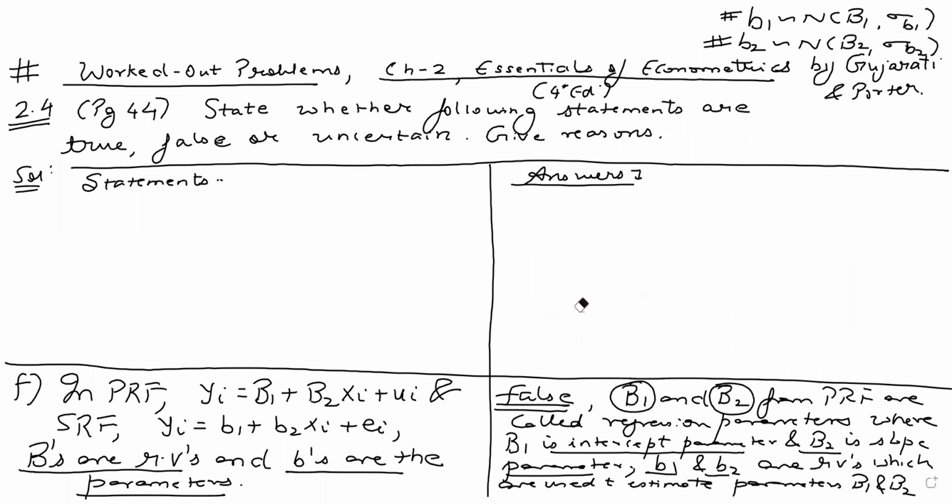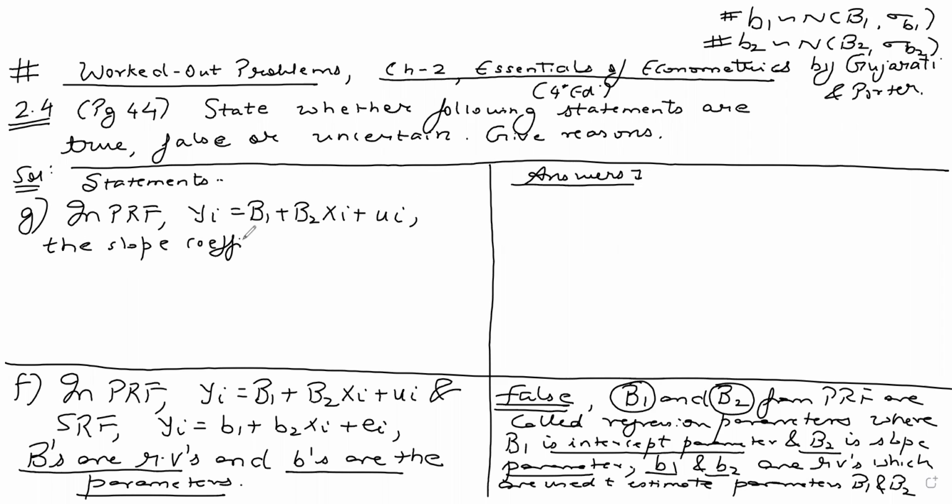Okay, so statement G is as follows. In the population regression function, which is yi equals b1 plus b2 xi plus ui, the slope coefficient b2 measures the slope of y per unit change in x. Okay, now you can clearly see that this is also a false statement.